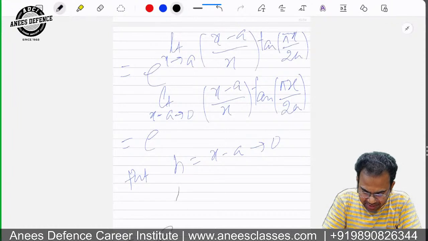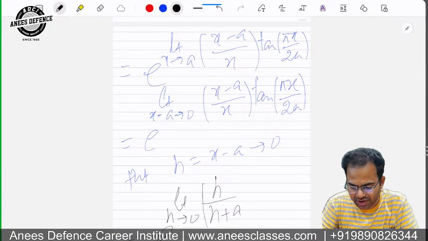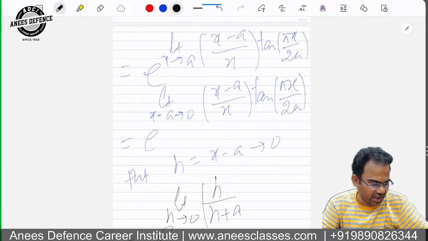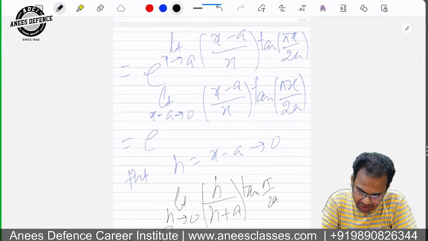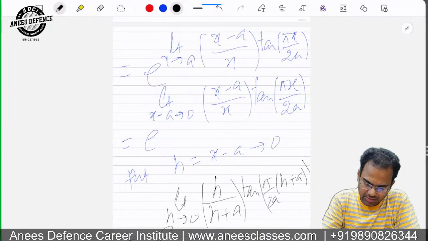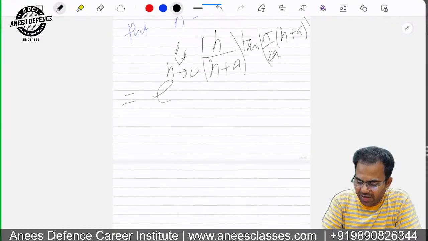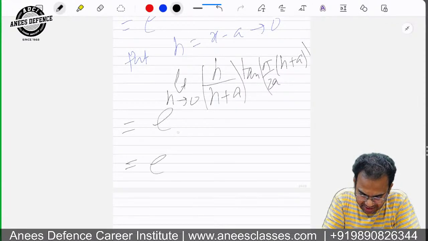You will get the limit h tends to 0, h upon h plus a. In place of x you can write h plus a. Any problem? And tan of pi by 2 into (h plus a). Earlier, what I had done was write the angle wrong, so the answer was coming out wrong. Now it will come out right.